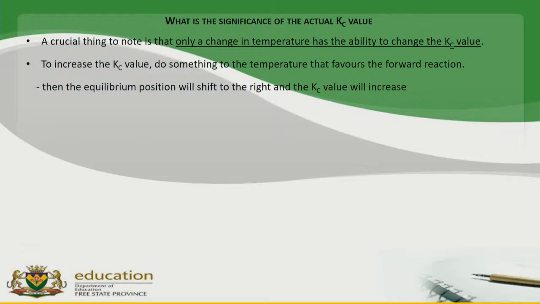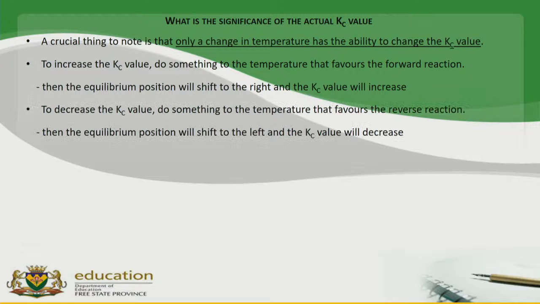So to increase the Kc value, it means you want to increase the concentration of the products. It means you will change the temperature in whatever way makes sure that the forward reaction is favored, so that the concentration of the products can increase, and then the Kc value will increase. If you want to decrease the Kc value, you will change the temperature so as to favor the reverse reaction, so that the concentration of the reactants can be greater than the concentration of the products.